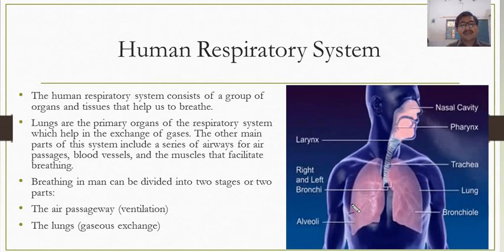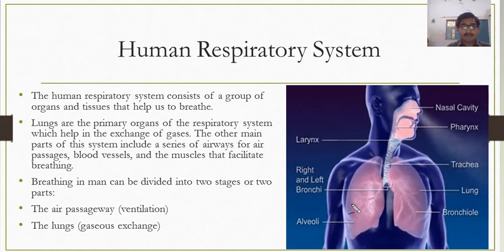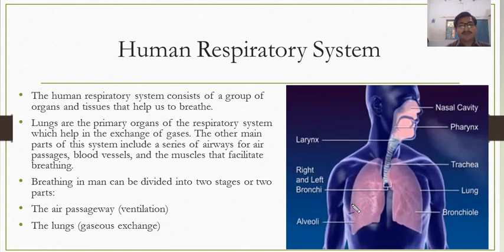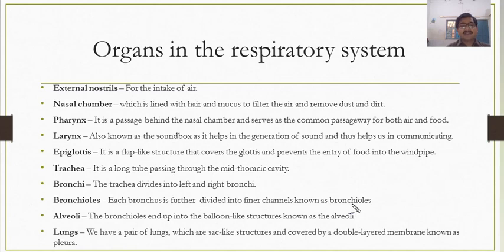And blood vessels help us to transport the gases from the respiratory surface to other parts where the oxygen is needed, for example, carrying oxygen towards our hands, feet and other parts. We are studying the human respiratory system in two stages: air passageway and the lungs. Here is the list of organs in the respiratory system, starting from the external nostrils to the nasal chamber, from nasal chamber to pharynx, larynx, trachea, bronchi, bronchioles, and alveoli, lungs.